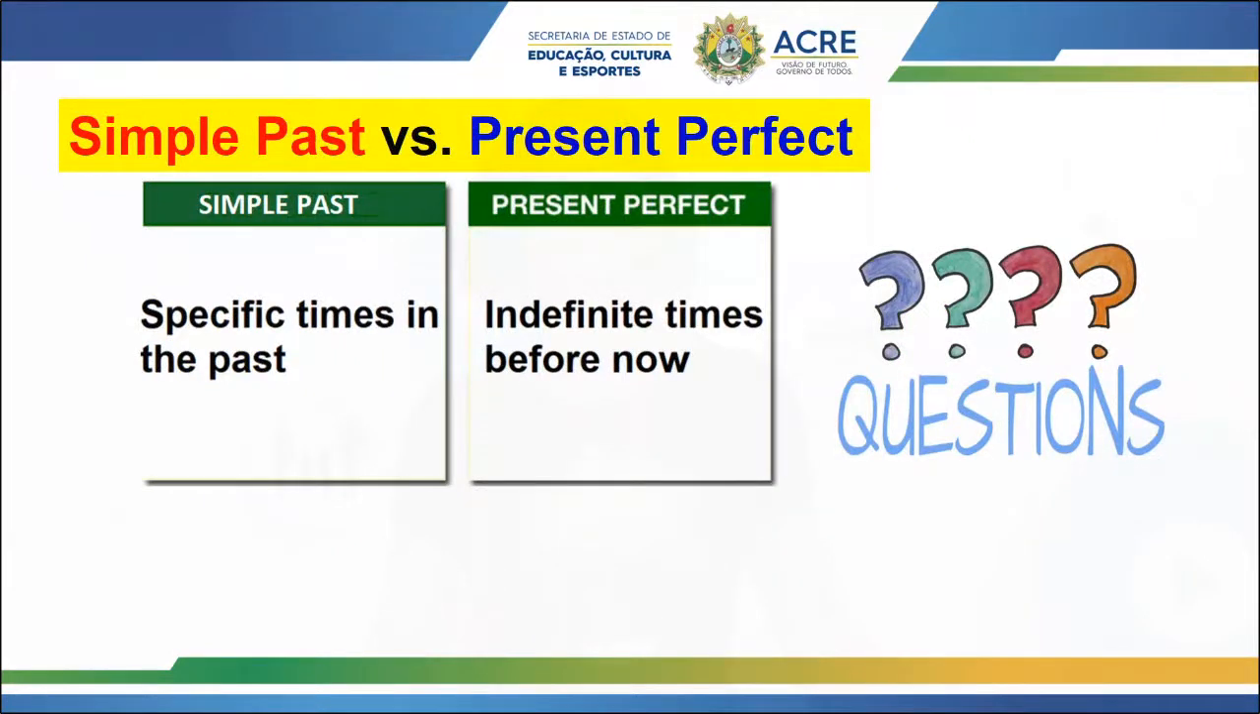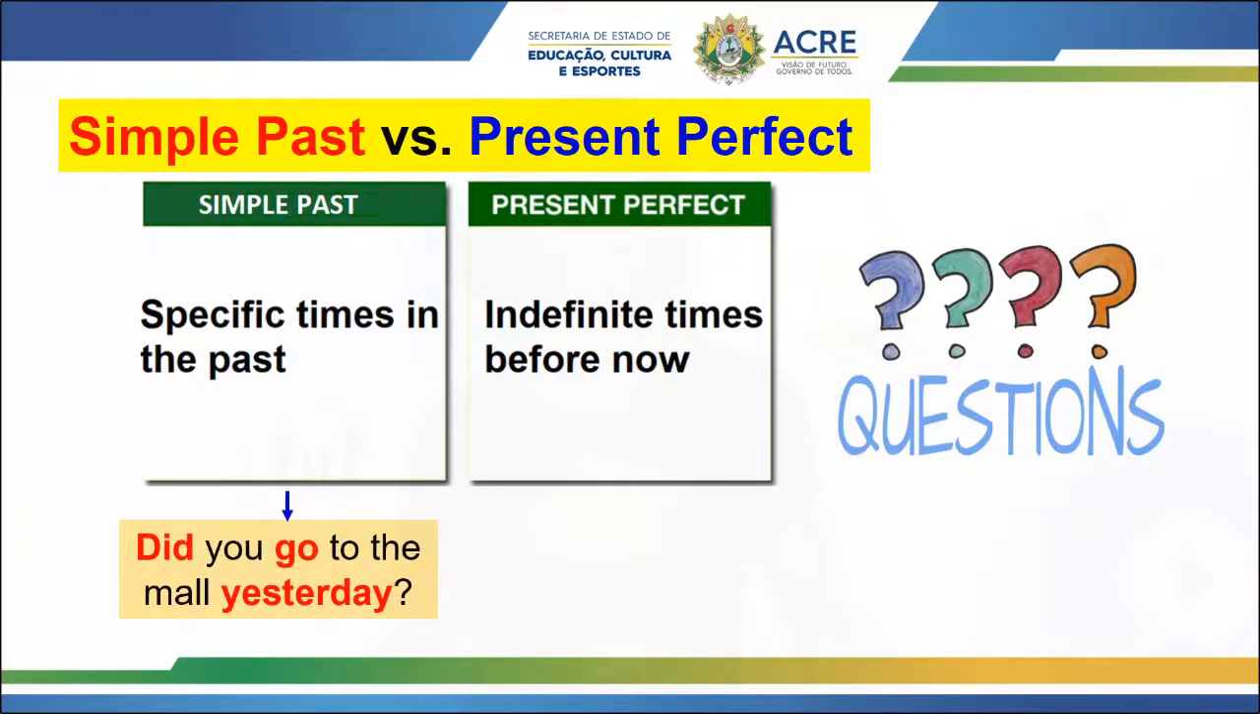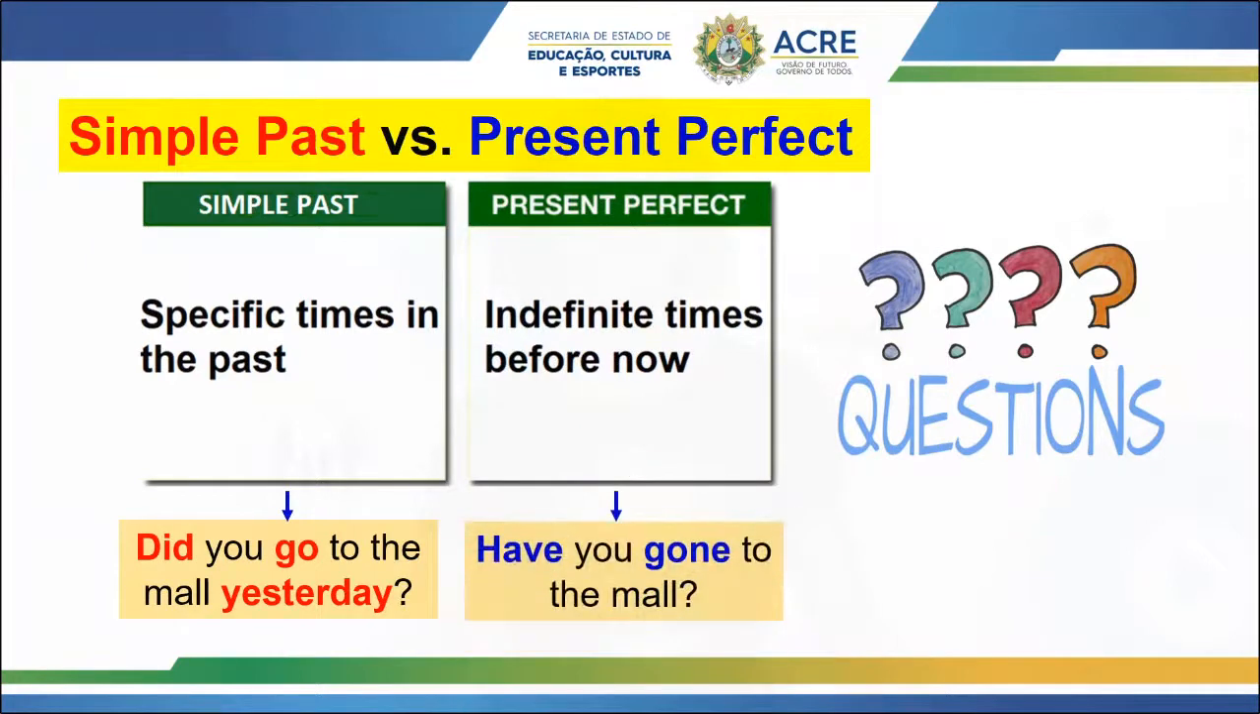Now, let's see some simple past and present perfect questions. Simple past, specific times in the past. Did you go to the mall yesterday? Yesterday is a specific time. Present perfect, indefinite times before now. Have you gone to the mall? When? We don't know. We don't know exactly when.